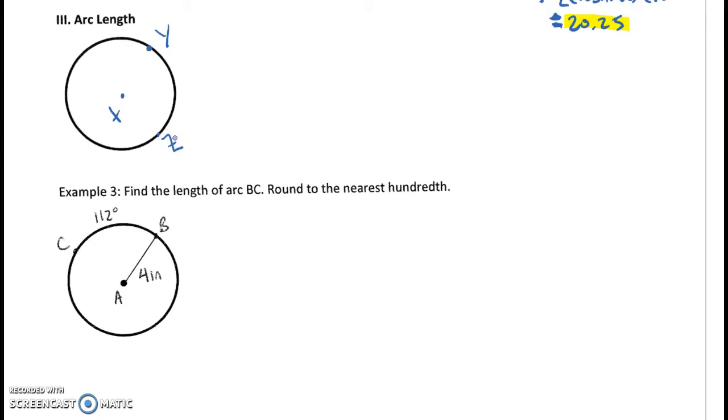Now, arc length is exactly what it sounds like. We want to find the length of y to z. So what is the distance from y to z? This part of the circumference is what we call arc length. So again, it's part of the circumference. So what do you think is going to be part of our formula for arc length? The circumference. And again, it's just one piece of the circumference, so it's going to look very similar to sector area, so just be very careful, okay?